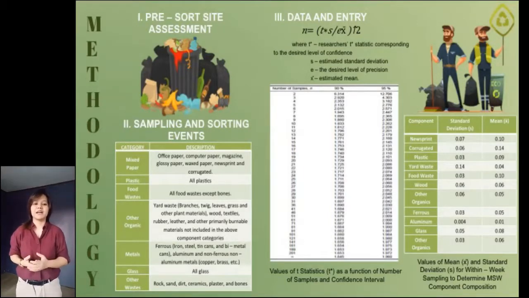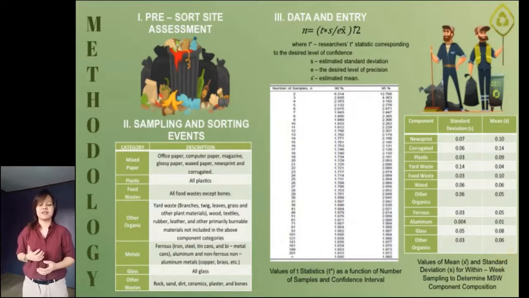Sampling shall be carried out at the staging in accordance with the international standard ASTM D5231-92. The determination of the mean composition of the solid waste was based on the manual collection and sorting of a number of samples over a period covering a total of 6 days.